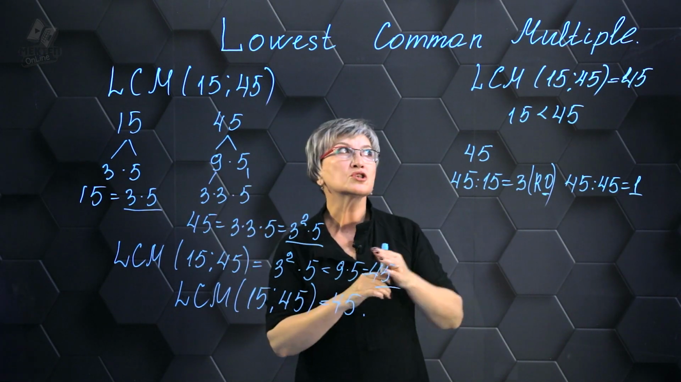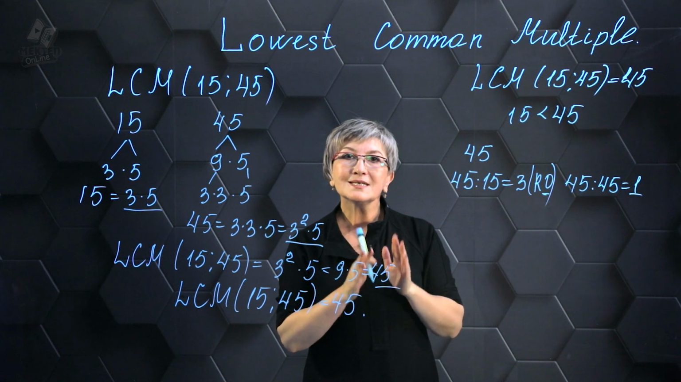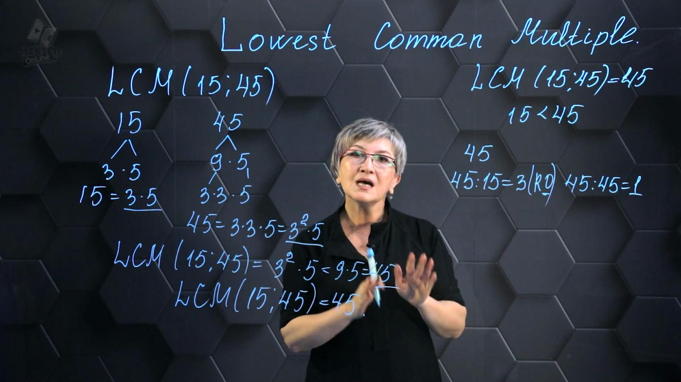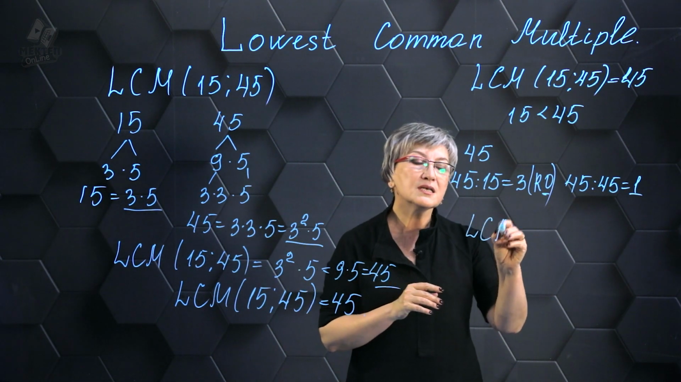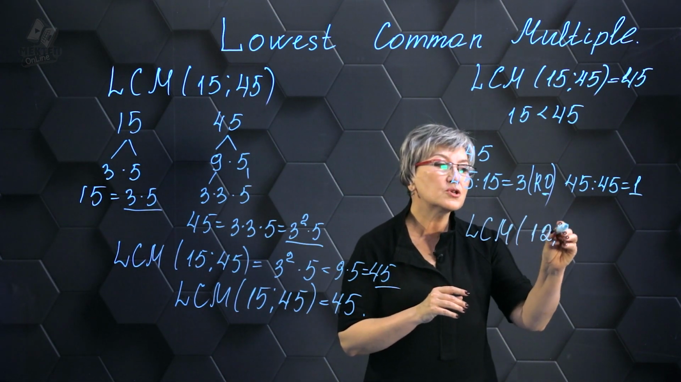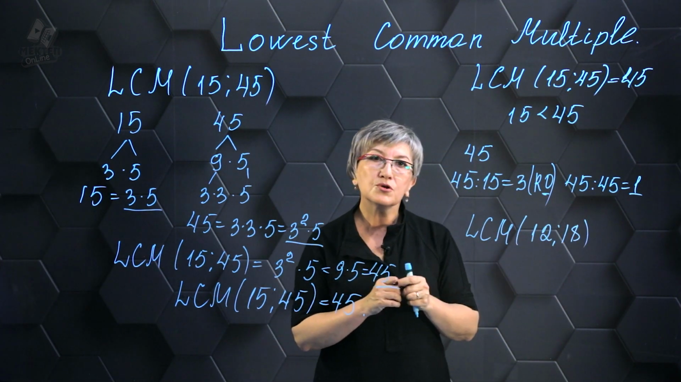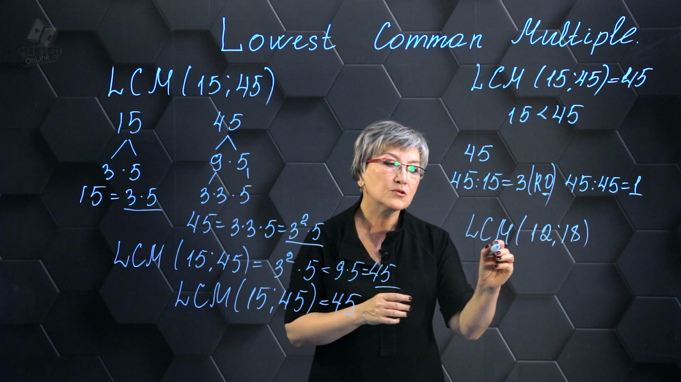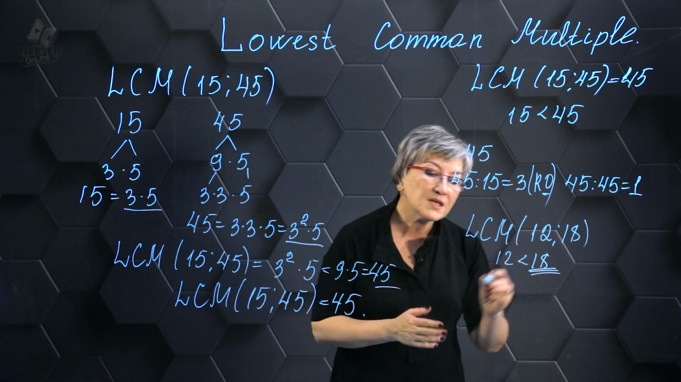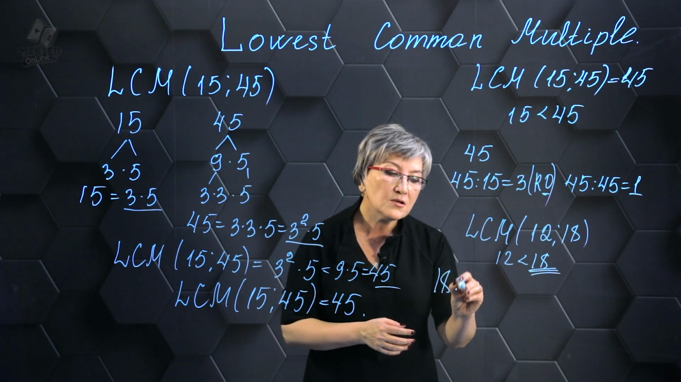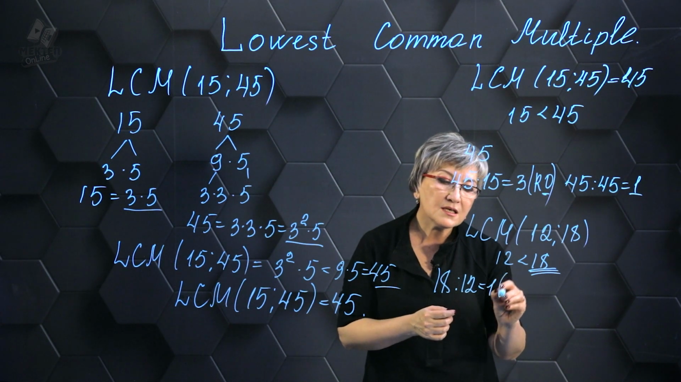That's all. I don't need to factorize it. But let's see what would happen if 45 was not divisible by 15 and 45. Let's say we were discussing this example and we need the least common multiple of 12 and 18. Which of these numbers is bigger? Of course, 18. So 12 is smaller than 18. I'm working with the number 18. I divide 18 by 12. 18 divided by 12 is 1 with a remainder of 6.